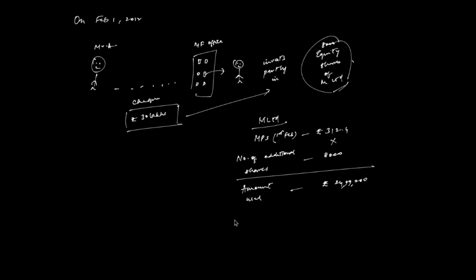Total amount is 30 lakh. So balance amount is 30 lakh minus rupees 24.992 lakh, right? That is 5 lakh 800 rupees, 5 lakh 800. So this amount is held in bank. Okay, so this is the transaction.